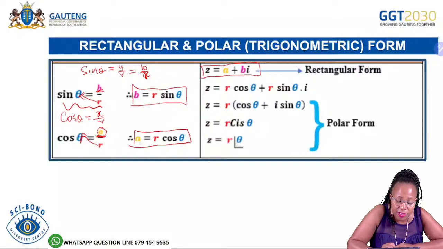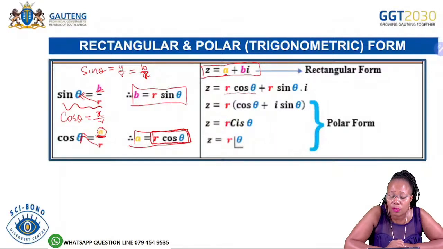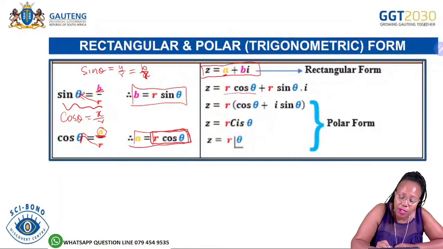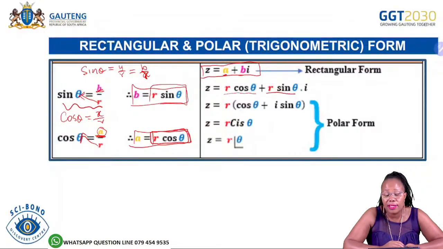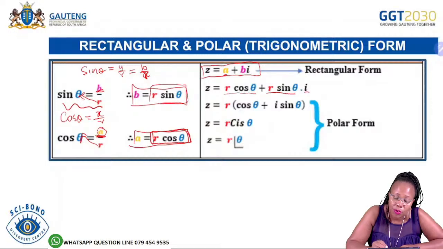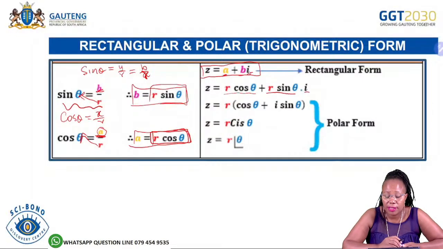Remember our A, we have indicated that A is R cos theta. So we remove this A and write it as R cos theta there. And then for B, we write it as R sine theta. The R value is the same. R is the hypotenuse side, or the modulus, of this particular complex number. And the i is there because it's a complex number.